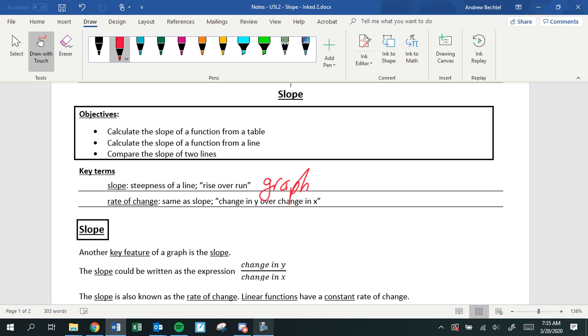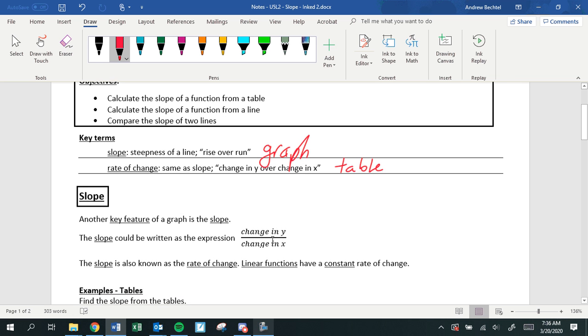Rate of change is the same thing as a slope. We would use it when we're talking about a table more often. Slope, we would say that is the rise over the run. Rate of change is the change in y over the change in x. So when we say over, that's talking about it as a fraction. So we're going to put the change in y on top of the change in x. And rise really just is the change in the y, but as we see it on a graph.